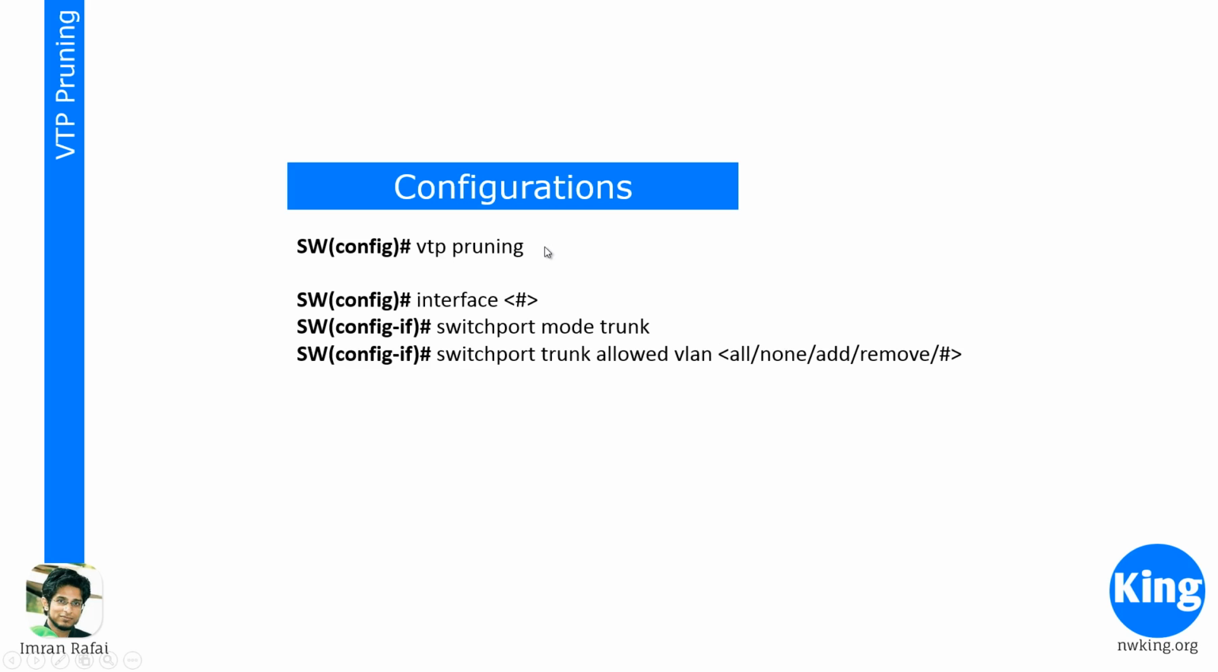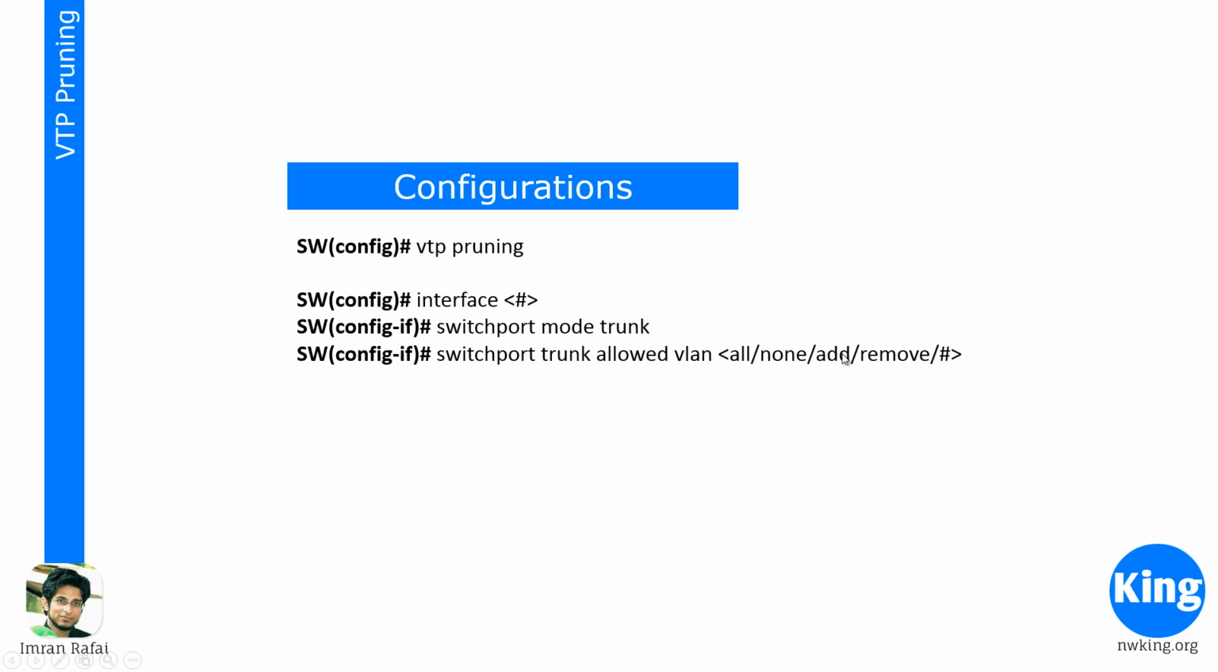But if you want to manually allow VLANs, you can go into switchport mode trunk, whichever is your trunk interface, right? You can go into that interface and then say switchport trunk allowed VLAN. So you can say allow VLAN, you can use the keyword all. When you say all, that means every VLAN is allowed. When you say none, that means no VLAN traffic is allowed.